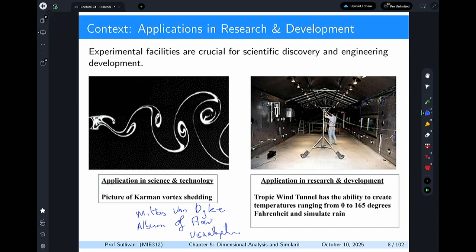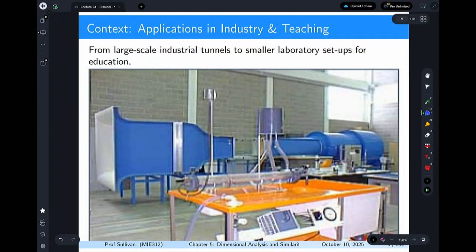Other tunnels are designed for different things. Up in Oshawa at Ontario Tech, they have an icing wind tunnel that's able to do temperature testing and very large scale models. There's also the tropic wind tunnel that can go from 0 to 165 Fahrenheit. These were the supercomputing of experimental methods, and they still remain relevant. Good to do experiments to validate what you're doing.